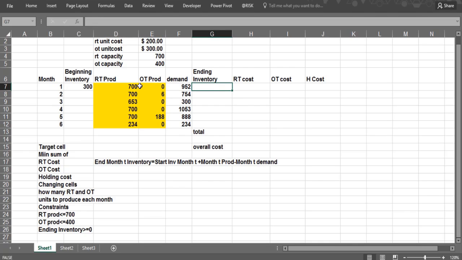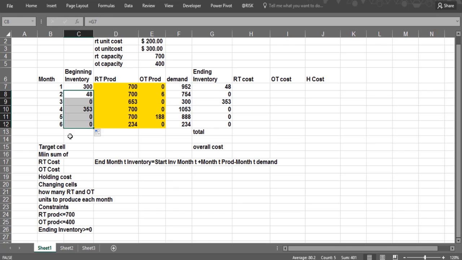So given the production here, what would I end the month with? Well, by what we said here, starting inventory plus regular time production plus overtime production minus demand. And that can be copied down. It's not going to be quite right yet, because starting month 2 inventory, assuming nothing spoils, would equal ending month 1 inventory.